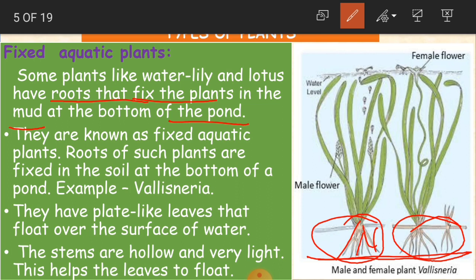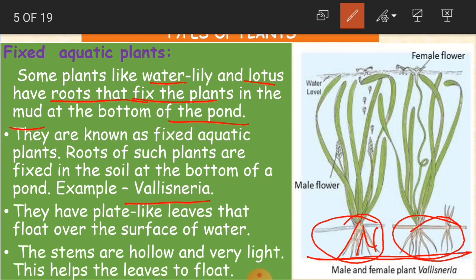Okay, children. And for example, another one is Vallisneria. Not only water lily and lotus, the other plant is Vallisneria. We have so many, but we are naming some for you as an example. So they are known as fixed aquatic plants.